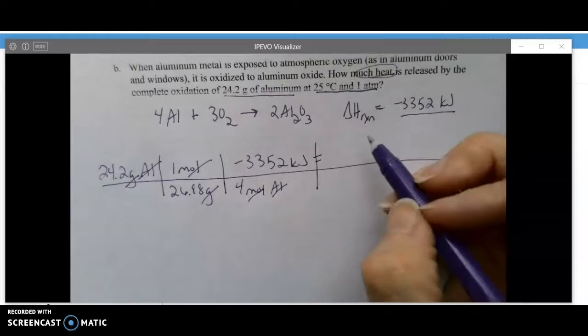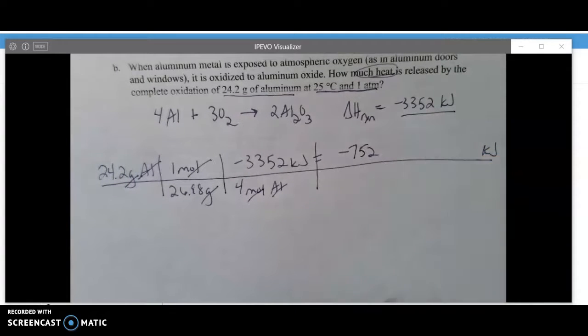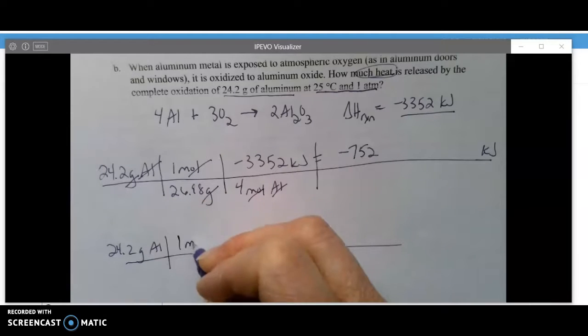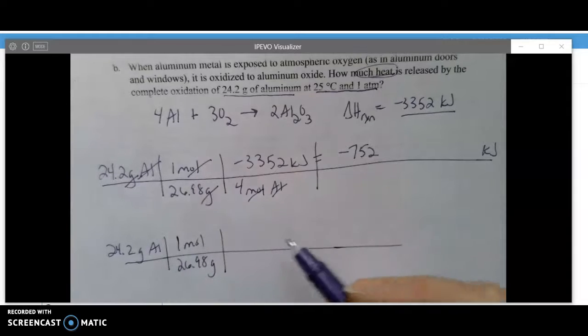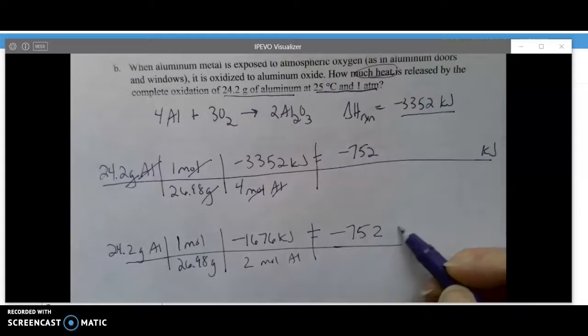And when you calculate that out, you should get negative 752. Now, it shouldn't matter if you use the equation that we just adjusted. You'll see that you get exactly the same answer. The molar mass doesn't change, but what happens here is you're going to have the negative 1676 kilojoules for every 2 moles of aluminum. But again, when you calculate that out, you should get exactly the same number.